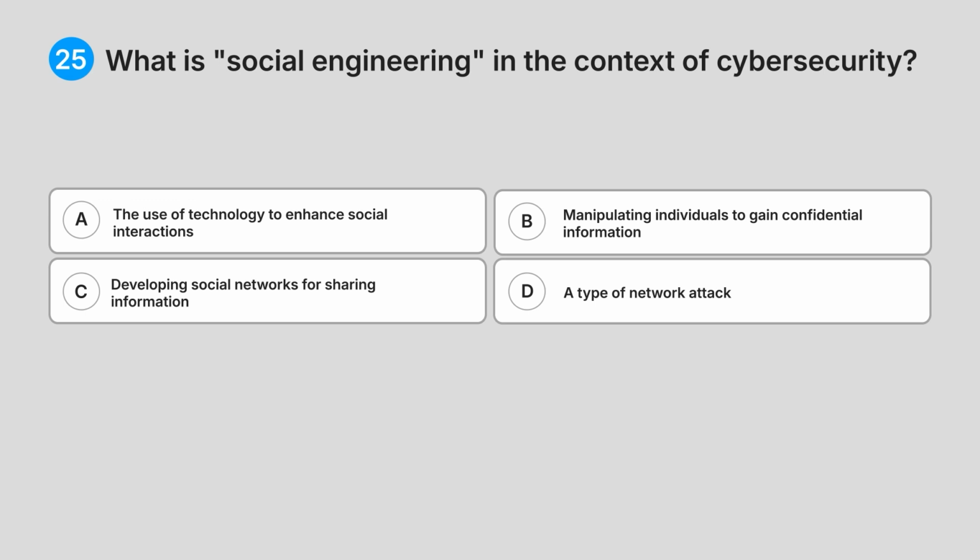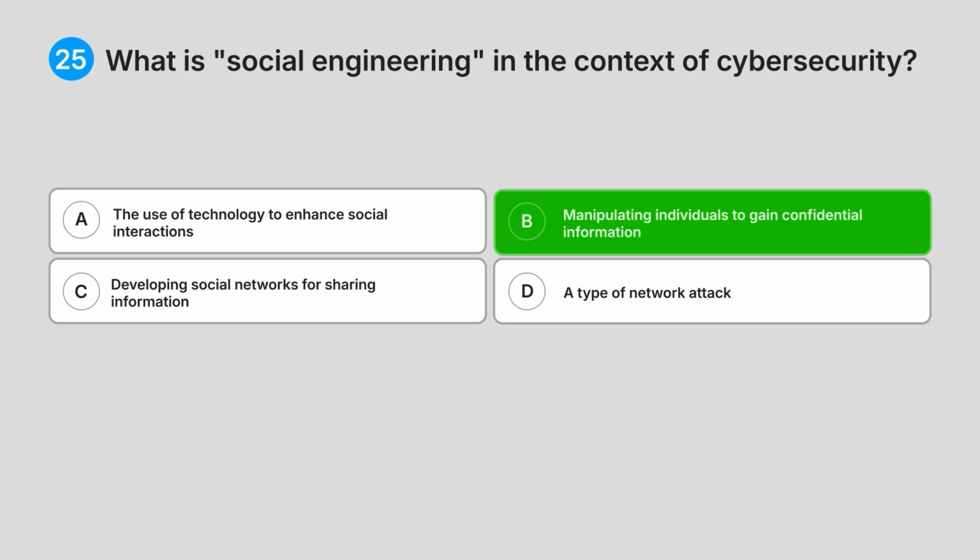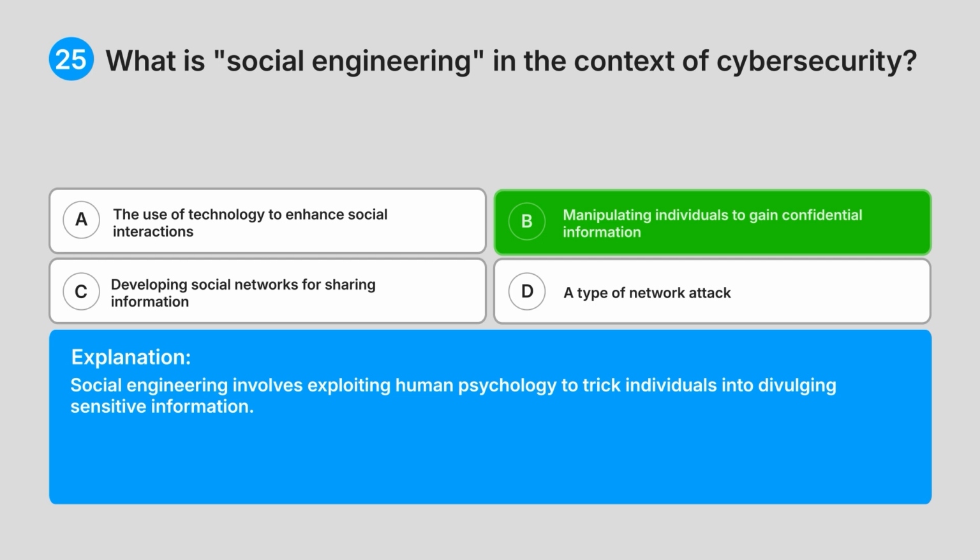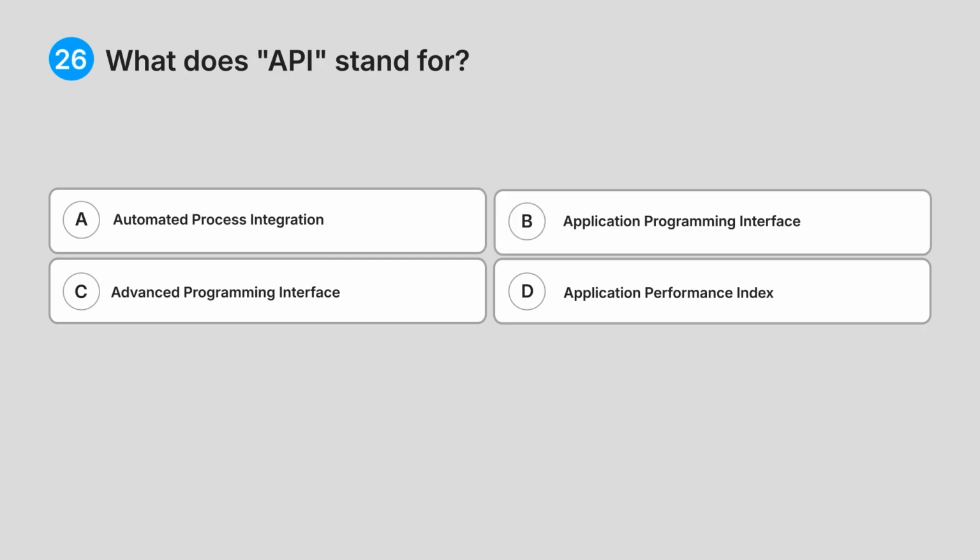Correct answer: B. Manipulating individuals to gain confidential information. Explanation: Social engineering involves exploiting human psychology to trick individuals into divulging sensitive information. 26. What does API stand for?